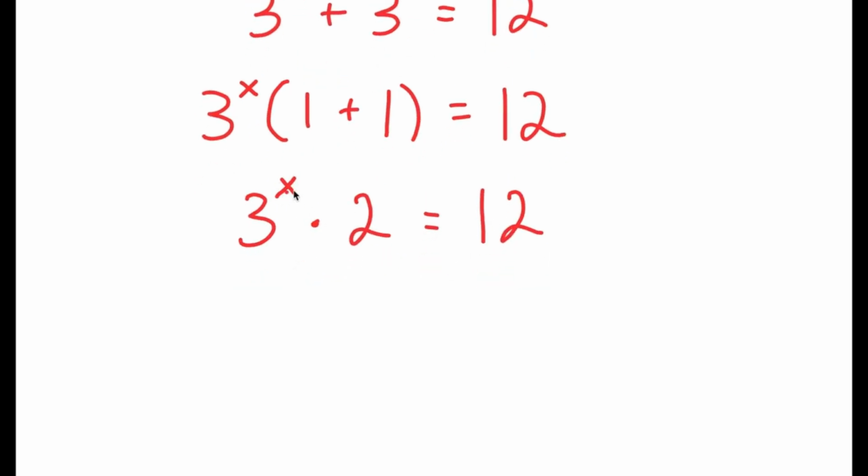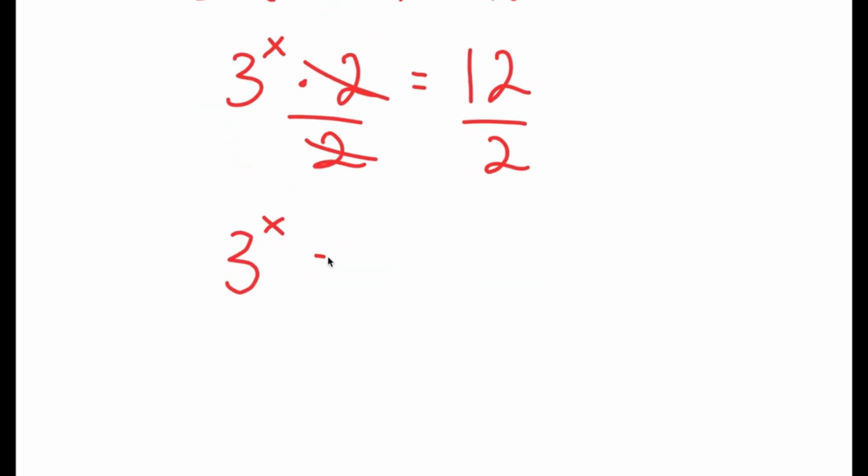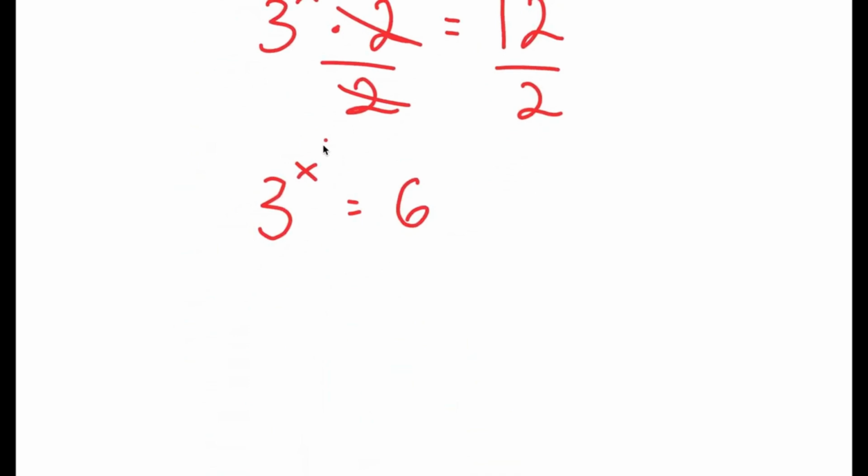So from here, we want to isolate x. To do that, we have to get rid of this times 2 by dividing both sides by 2. Now these two cancel out, and I'm left with 3 to the power of x is equal to 12 divided by 2, which is 6. So now I have basically another equation from this much larger equation. This is much more simplified. I have 3 to the power of x is equal to 6.